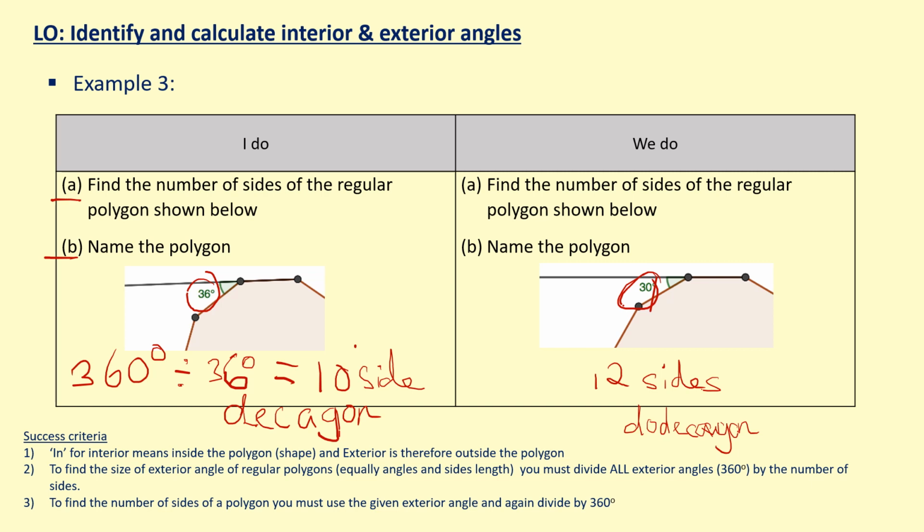So here's your answers. It had 12 sides, well done if you worked that out, and it is a dodecagon. Okay, again, if you didn't know, now you do. Make sure you get that jotted down. Pause, and then press play when you're ready to move on.